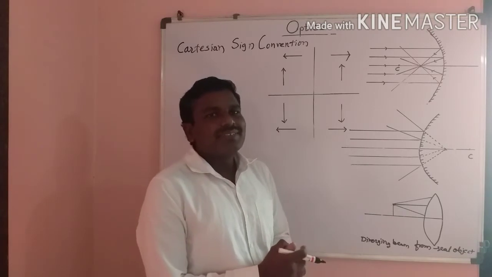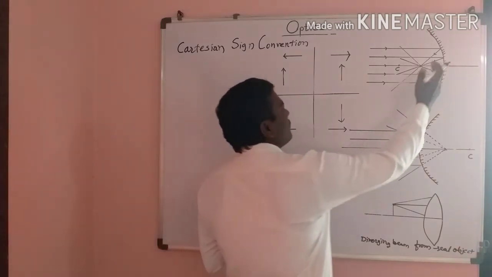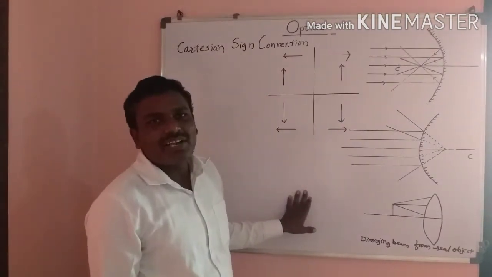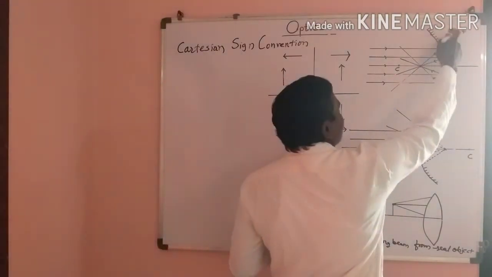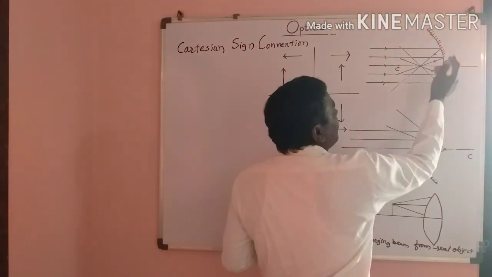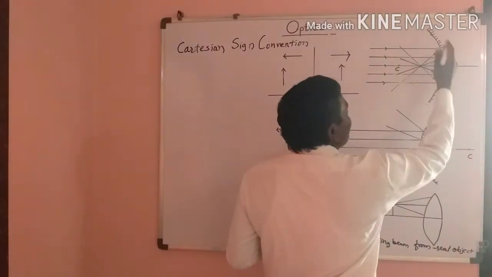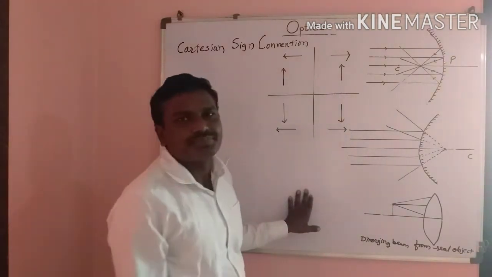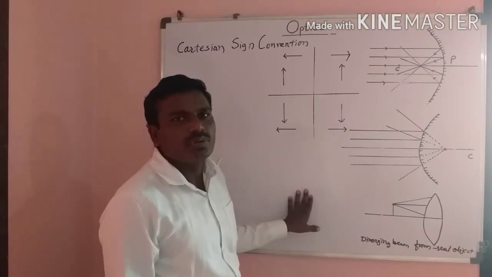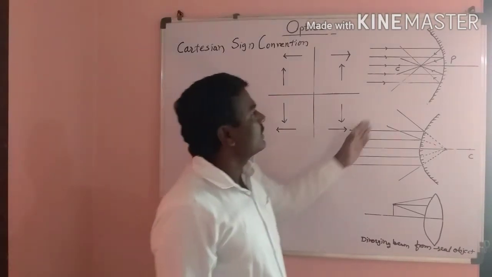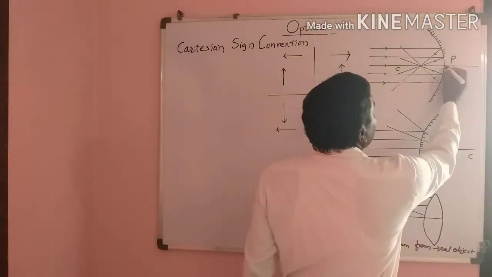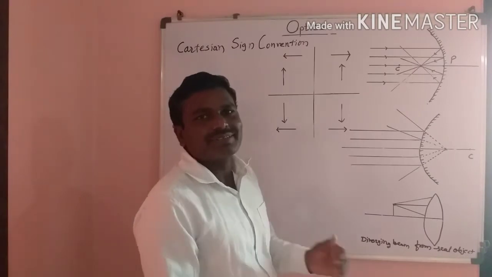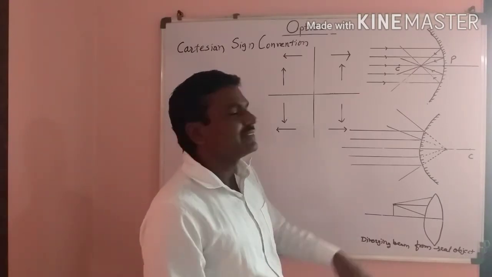When we consider a concave surface, the geometrical center of that spherical surface is called the pole, and it is denoted by P. If this is the concave surface, then this point is called the geometrical pole, or the geometrical center, of that spherical surface.